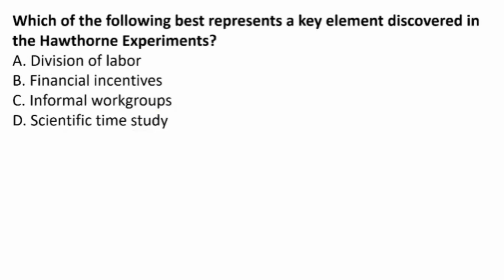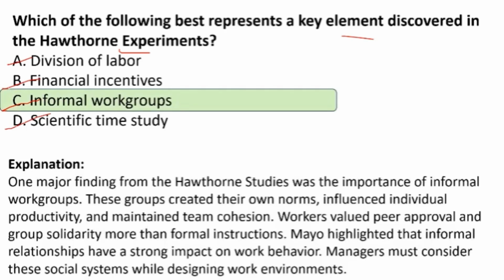Okay. Which of the following best represents a key element discovered in the Hawthorne experiments? Division of labor, financial incentives, informal work groups, or scientific time study. Okay, so this is informal work groups. How? See, sometimes we feel more motivated and more confident with ideas given by our peers, by the groups, right? So we feel more motivated and more positive about those ideas.